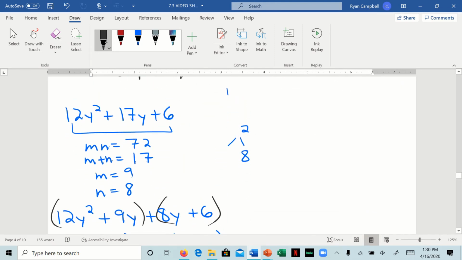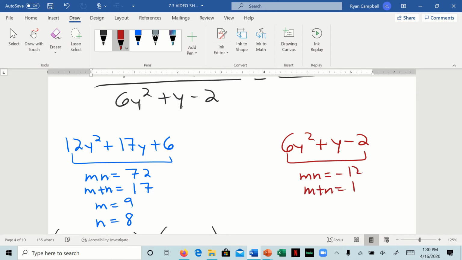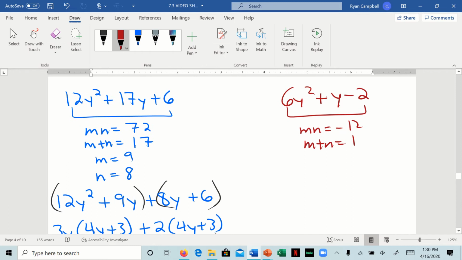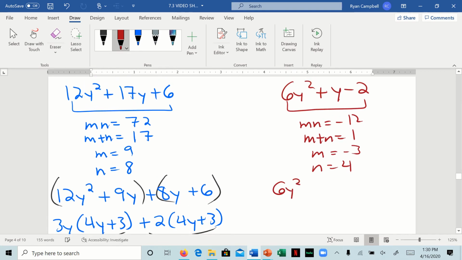All right, let's do the second one. So the second one has 3y squared plus y minus 2. So what two numbers multiplied get you negative 12 and add to get you 1? Hopefully we can see that that's negative 3 and positive 4. So rewriting it, we get 6y squared minus 3y plus 4y minus 2.